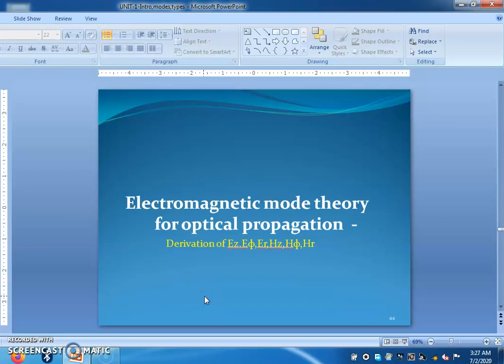Welcome to all. Today we are going to see the derivation of longitudinal and transverse components. Ez and Hz are the longitudinal components. Er, Eψ, Hr, Hψ are the transverse components. This is required for the mode theory of optical propagation.